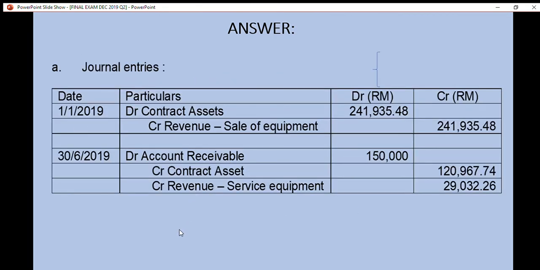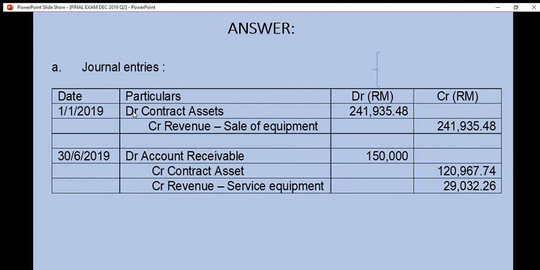For the journal entries, we need to record on 1st January 2019, that is when the equipment has been delivered to the customer. That is when the revenue from the sale of equipment can be recognized. So on 1st January 2019, we have to credit revenue from the sale of equipment amounted to this one, and then we have to debit contract assets amounted to this one.